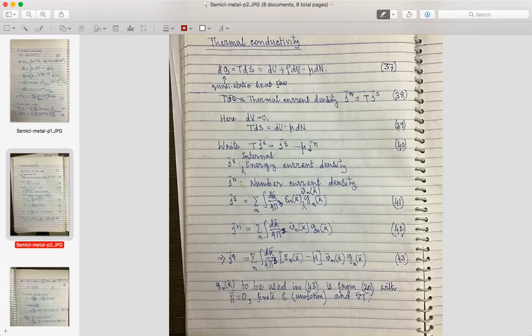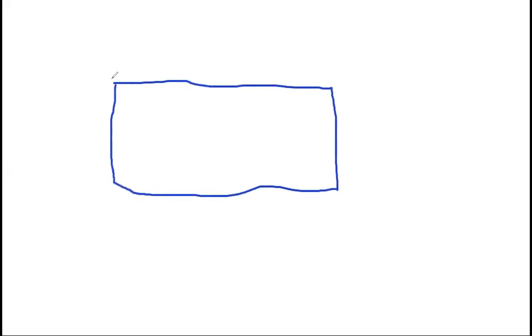So what we are doing here is, I have a metallic system, and there is some region in it that I'm considering where the temperature is T. If heat is being generated or coming into that region, that has to be balanced somehow so that the temperature remains constant in this region.